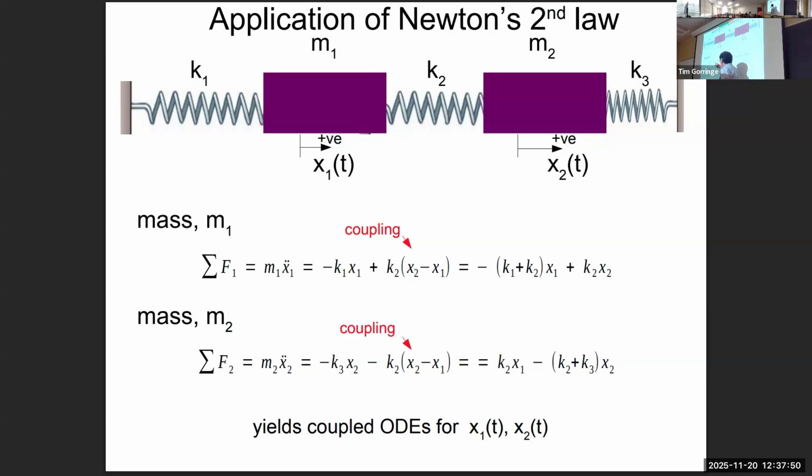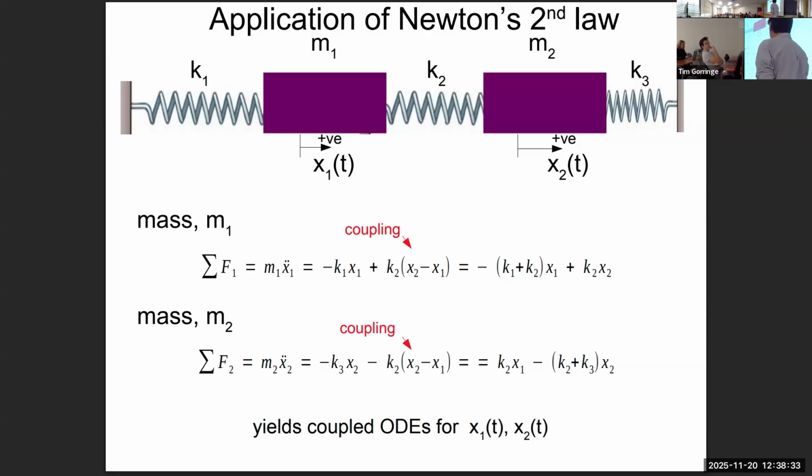Upstairs here, this is applying Newton's second law to the first mass. And downstairs here, this is applying Newton's second law to the second mass. So I'm just applying F equals ma. The acceleration of the first mass I've written as the second order differential of the position of the first mass, and similarly for the second mass, I've written its acceleration as this second order differential. I'm using this double dot notation on this slide.